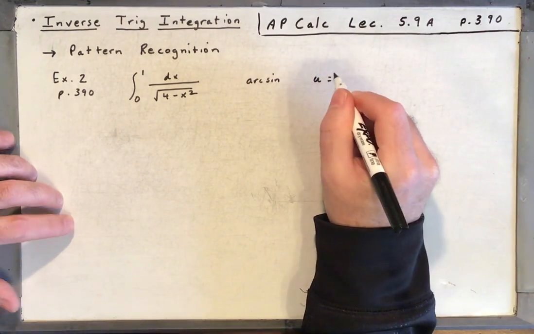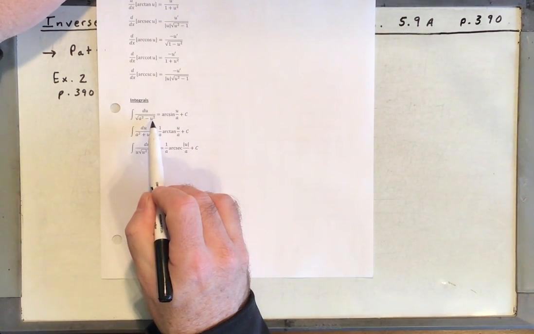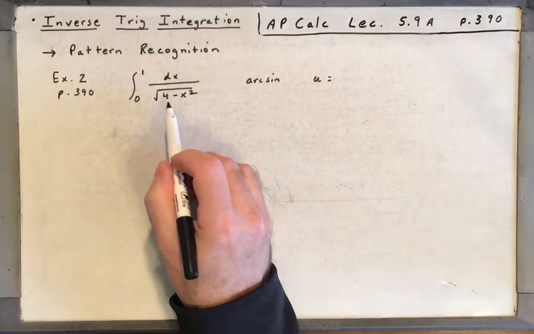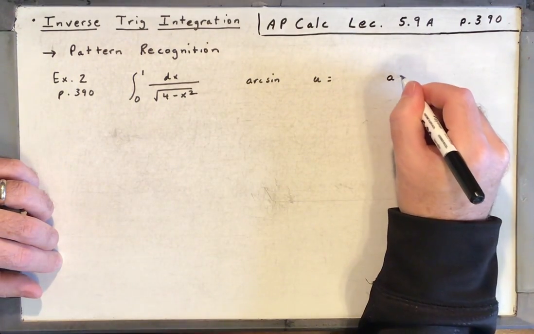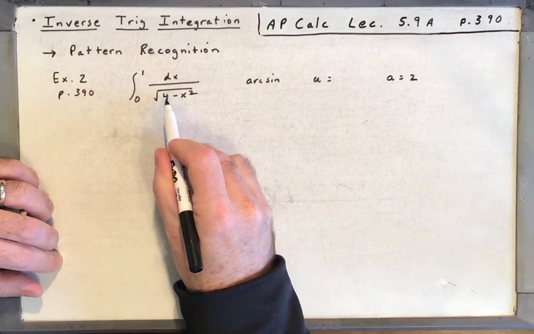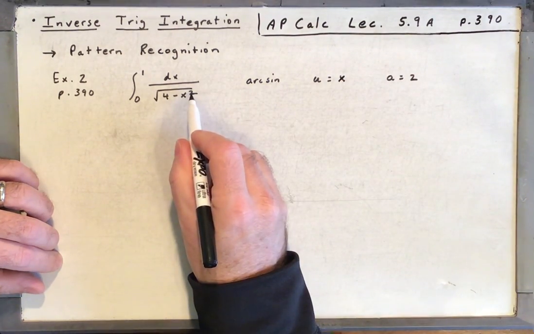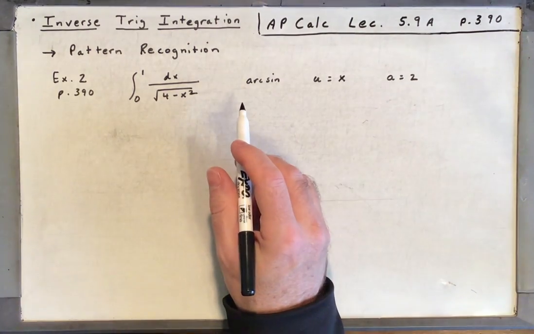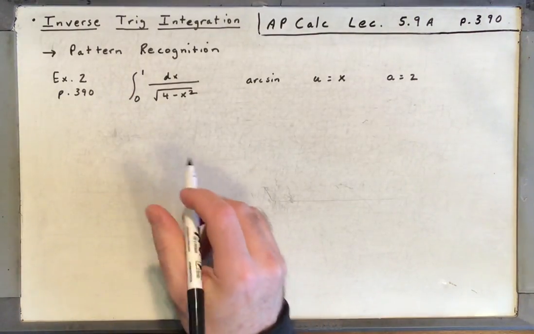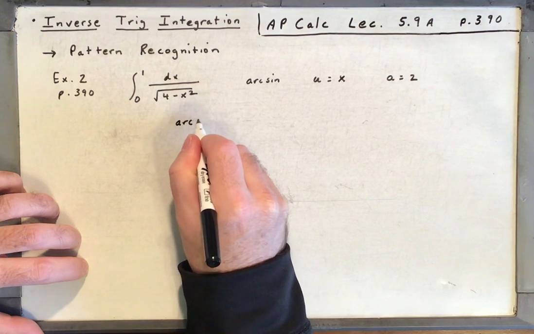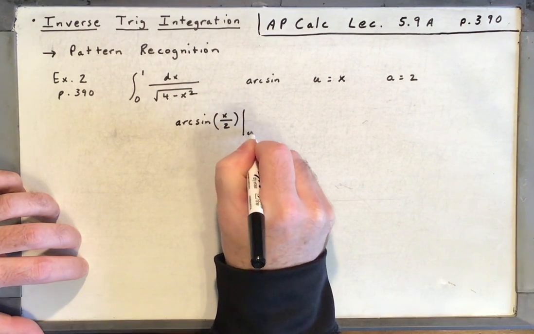So looking at the formula, you've got to pick out what is u and what is a. Well, a always goes with the constant, and a is going to be 2 in this case. Okay, so the square root of 4 is 2. u would be x, since we have x squared and u squared's in the formula. So now we just go straight back to the formula. It's the arc sine of u over a. Okay, so we have the arc sine of x over 2, and we're going to integrate that from 0 to 1.